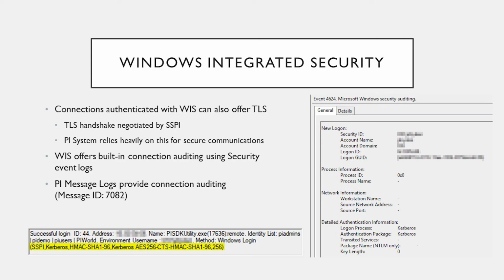Aside from the secure communications, there are additional benefits, including built-in auditing in the Windows platform in the event viewer. And for us, we have message logs that go into the PI Data Archive message logs showing you what authentication method was used and even what ciphers were used for that connection. So if you're using Windows Integrated Security to protect your traffic to your front-end servers, it's great to also use it to protect the traffic to your back-end servers.